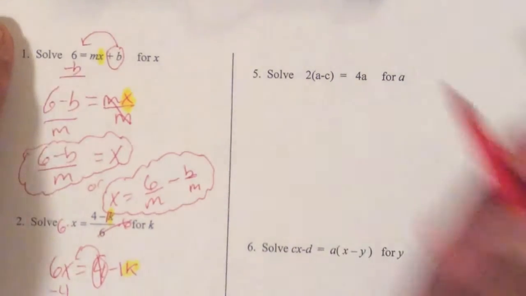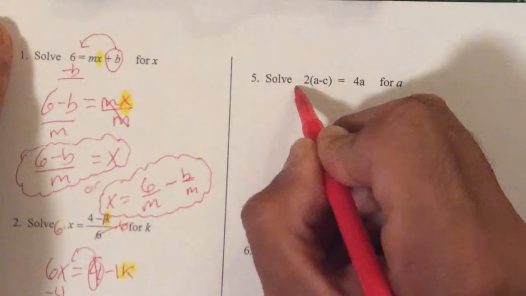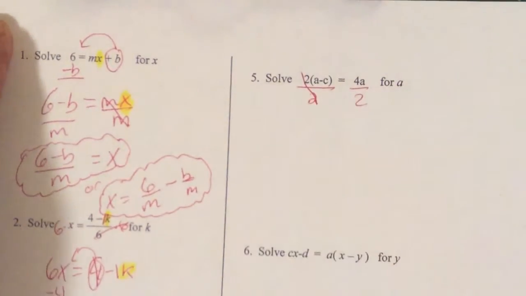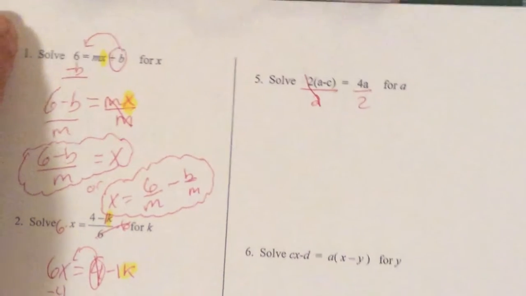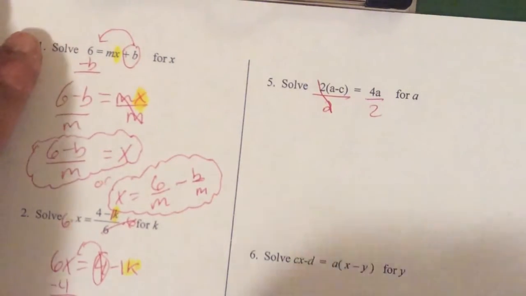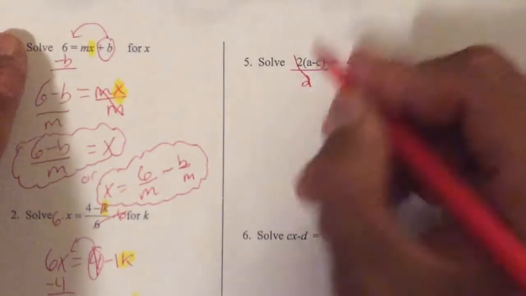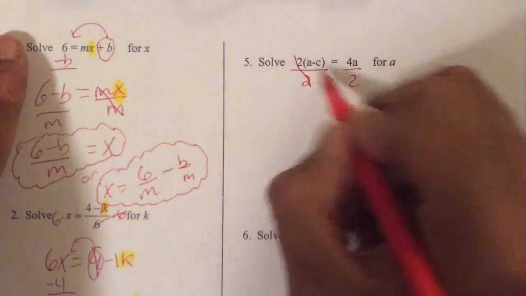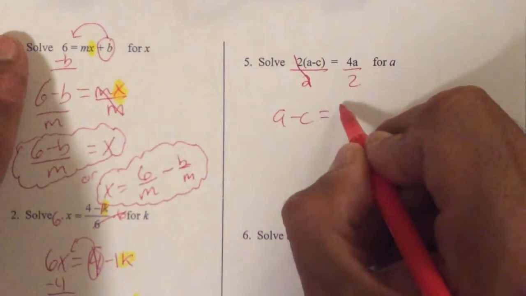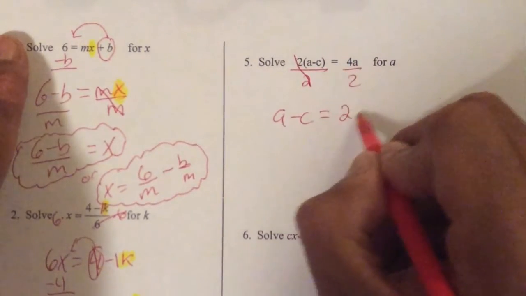So the easier way to do this is just do the opposite of multiplying by 2, which is to divide by 2. So I'm just going to move the 2 to the other side. Now you could distribute if you wanted to, and that is your choice, okay? But for me, I'm not going to do that. But I will also show you how it looks if you multiply it out, okay? So first I'm going to solve it this way. So I'm left with a minus c equals 4a divided by 2 is 2a.